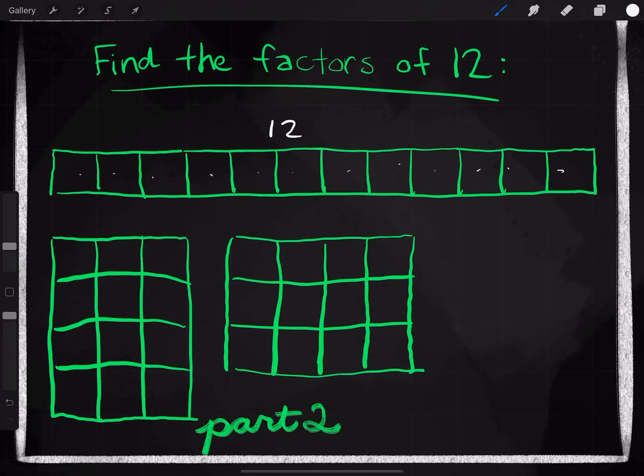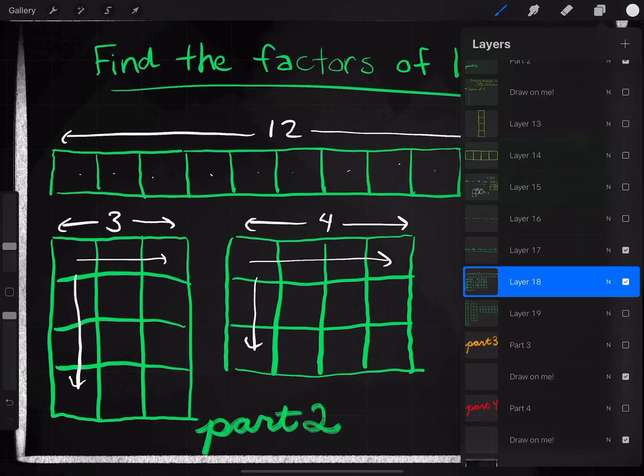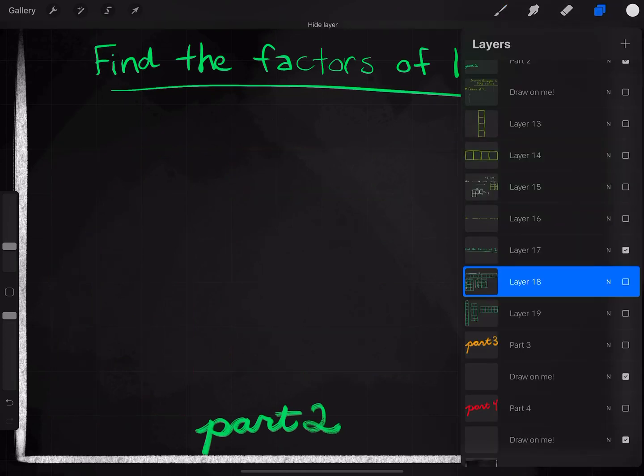You can always make a long line of squares to form a rectangle. That's always correct. So 12 is a factor of 12. This one you can see is 3 by 4 makes a rectangle, so 3 is a factor of 12. Here we have 4 by 3, so we know 4 is a factor of 12. Now I ran out of space, so I have another layer.